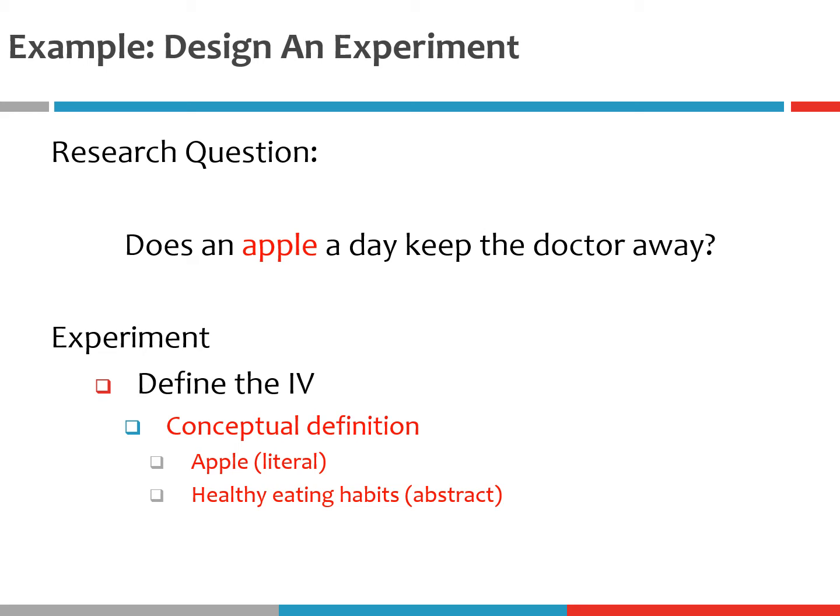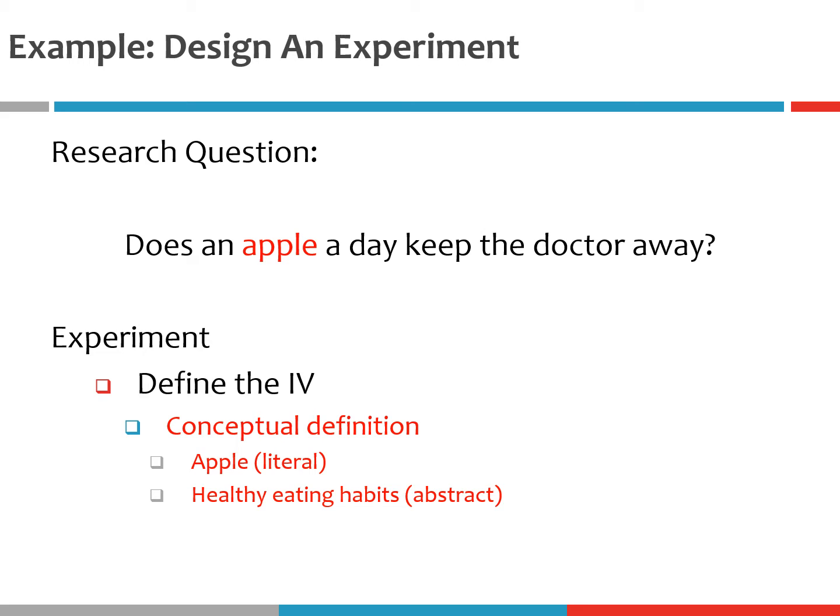Okay? So there are a couple different approaches we could have. So if you want to be very, very general, right, the conceptual definition of our independent variable is simply the presence or absence of an apple a day, right? So again, we would have one apple per day condition and a no apple per day condition. Okay, that's a very literal theoretical definition there.